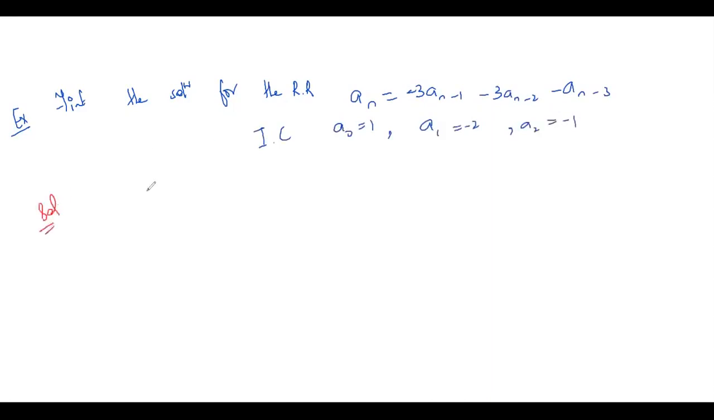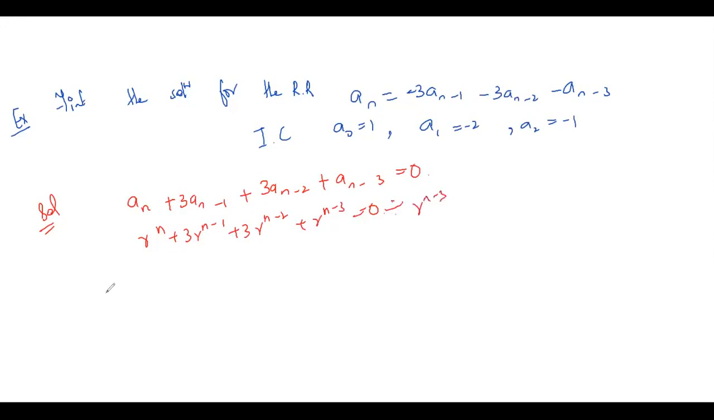Now for the solution, first we will have to find the characteristic equation. So just note it down. Taking all the right hand side terms to the left hand side: an plus 3an minus 1 plus 3an minus 2 plus an minus 3 is equal to 0. Now replace an with r power n: r power n plus 3r power n minus 1 plus 3r power n minus 2 plus r power n minus 3 is equal to 0. Now divide the entire equation by r power n minus 3. This will be r cube plus 3r square plus 3r plus 1 is equal to 0.